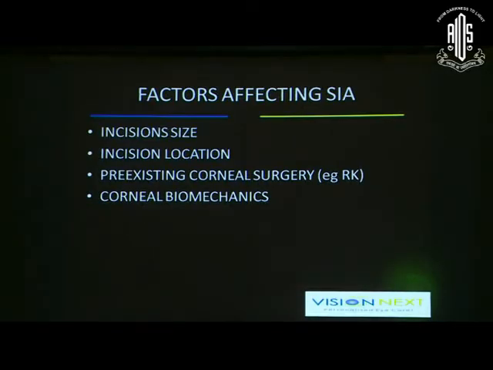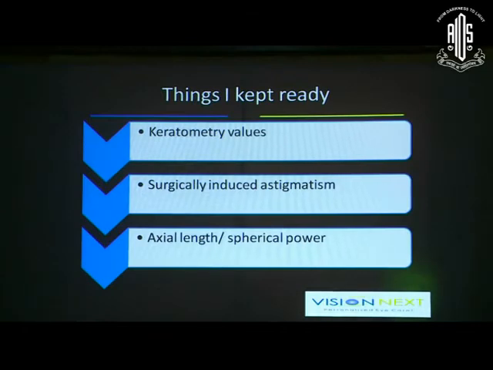We know that the factors affecting SIA are many: size, location, pre-existing corneal surgeries like RK can affect your SIA a lot. Something more important recently is corneal biomechanics, which will be discussed in detail later. So now I have my keratometry values ready with me. I have known my surgically induced astigmatism. I know the axial length, the oblique, the spherical power of the lens that is required.